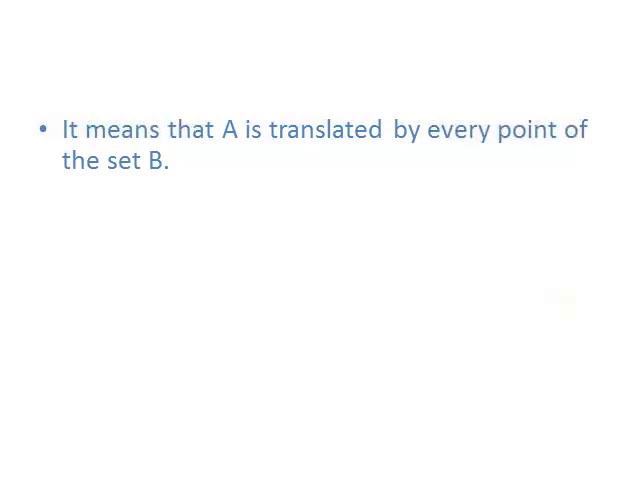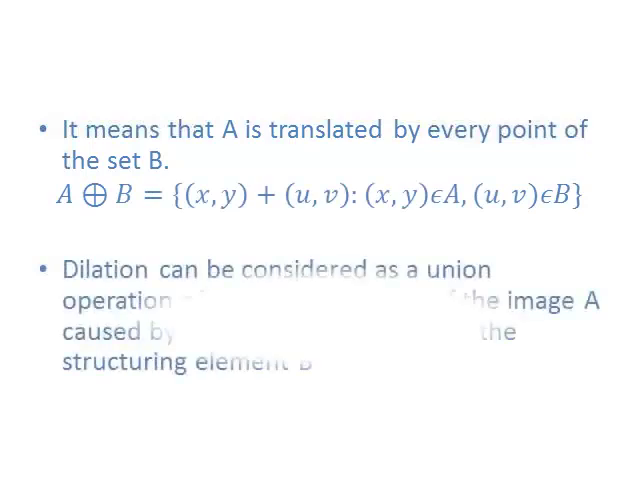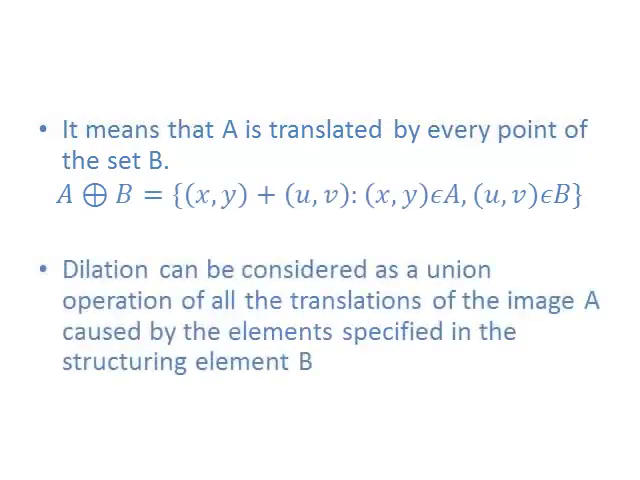It means that A is translated by every point of the set B. Dilation can be considered as a union operation of all the translations of the image A caused by the elements specified in the structuring element B, by the following formula.